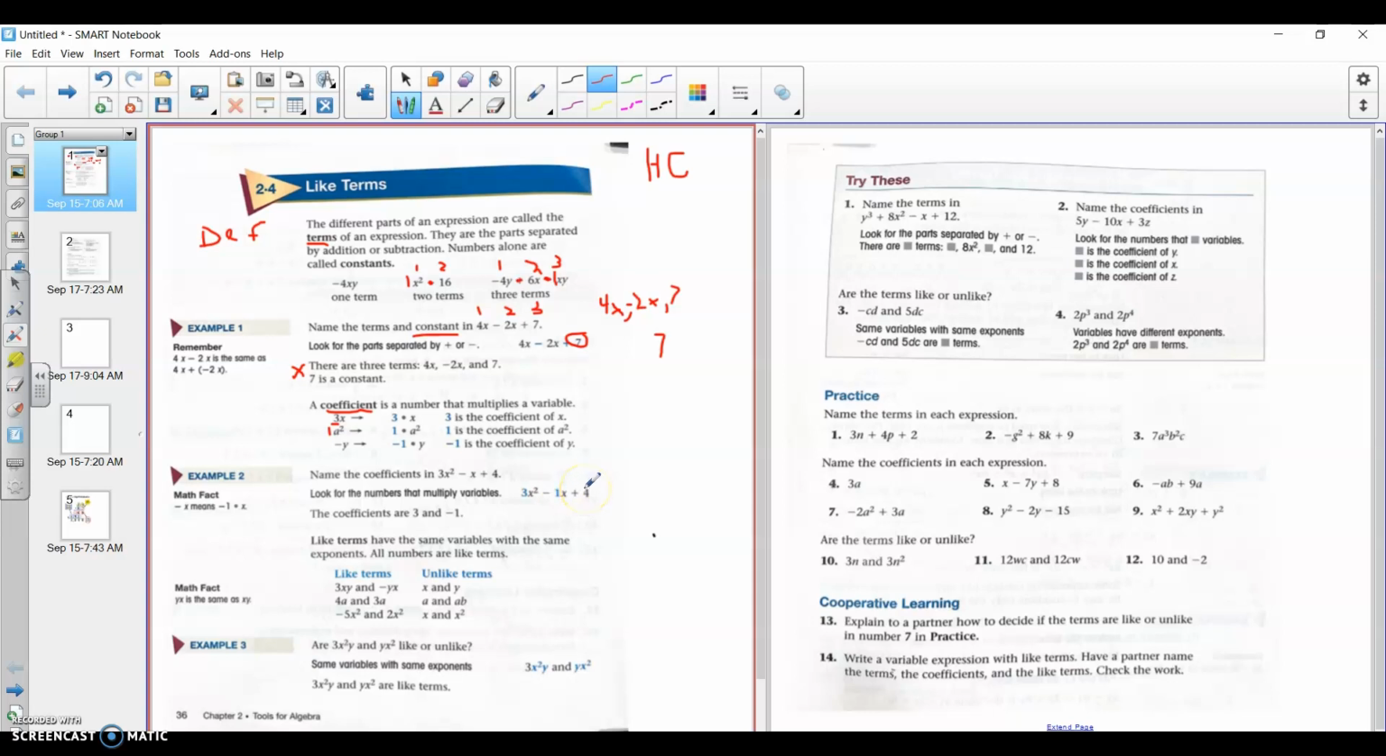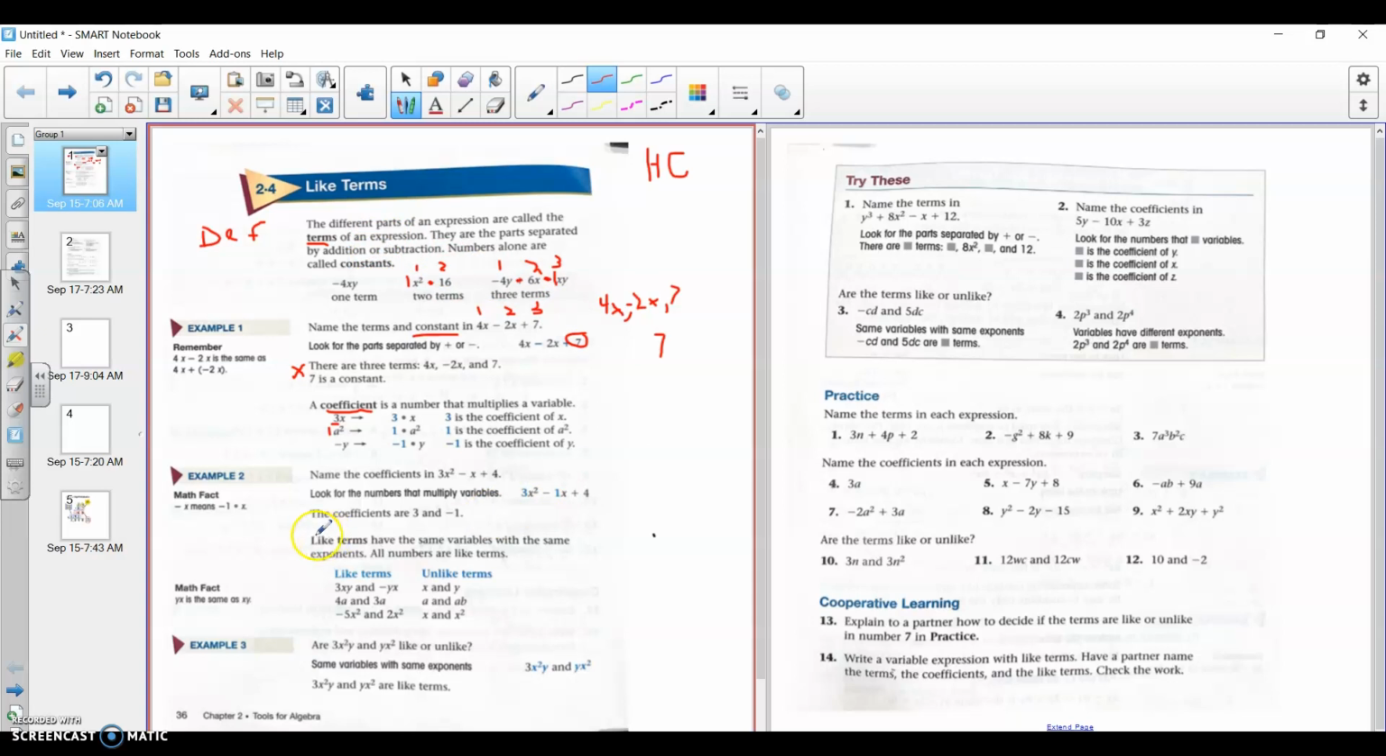Now, notice they do not have the 4 highlighted because the question said name the coefficients. Well, we know 4 does not have a variable or a letter, and that means it's a constant. It did not ask for a constant, so 4 is not part of our solution.